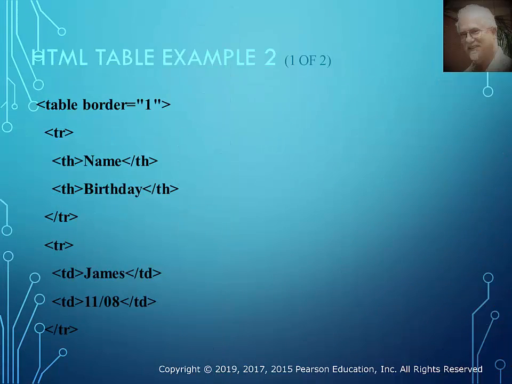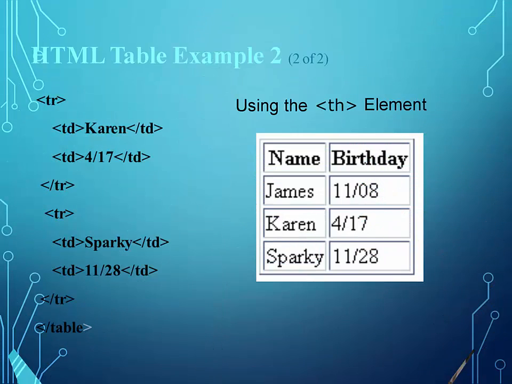Okay, here's another example. Table border 1, first row, TR. Now we're going to go with table headers, TH. What this is going to do is going to use a default format of bold and center. So the name and birthday are going to be bold-faced and centered in the column, into that row. Second row, James 11:8, into that row. Next row, Karen 4:17, into that row. Begin a new row, Sparky 11:28, into that row, into that table.